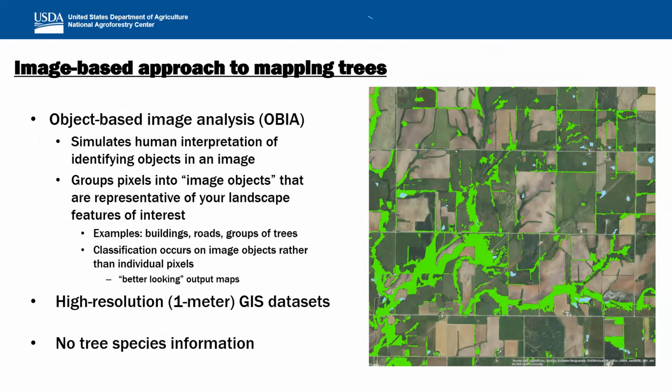Getting into the methods just a little bit. We use what's called object-based image analysis, and this simulates groups of objects on the landscape. Typically, when you classify remotely sensed data, it's done on a pixel-by-pixel basis. But this method creates cleaner-looking maps. So we use some minimal training data that identify features that we want to classify, and then an algorithm identifies those features. And the resulting output is a high-resolution GIS data set that's 1 meter in resolution. And we do not do any type of tree species information.